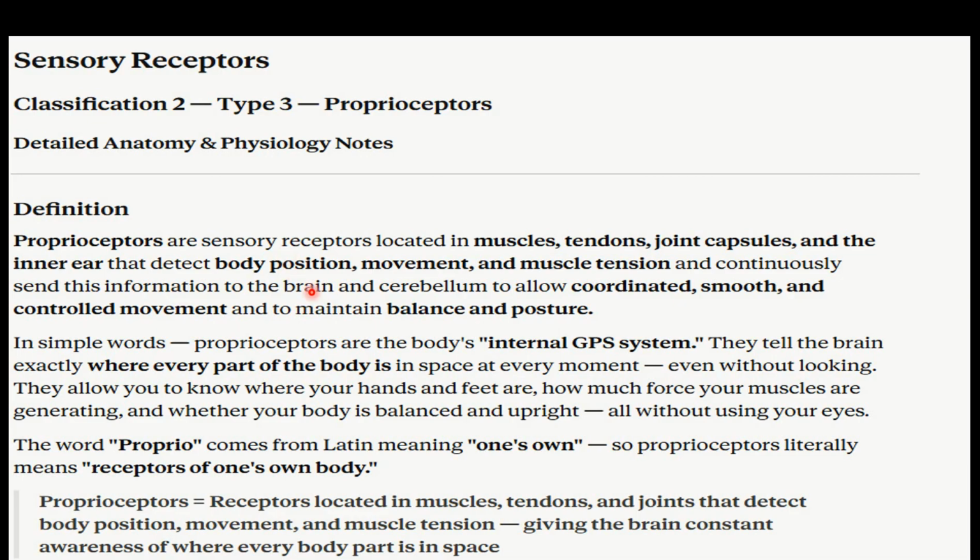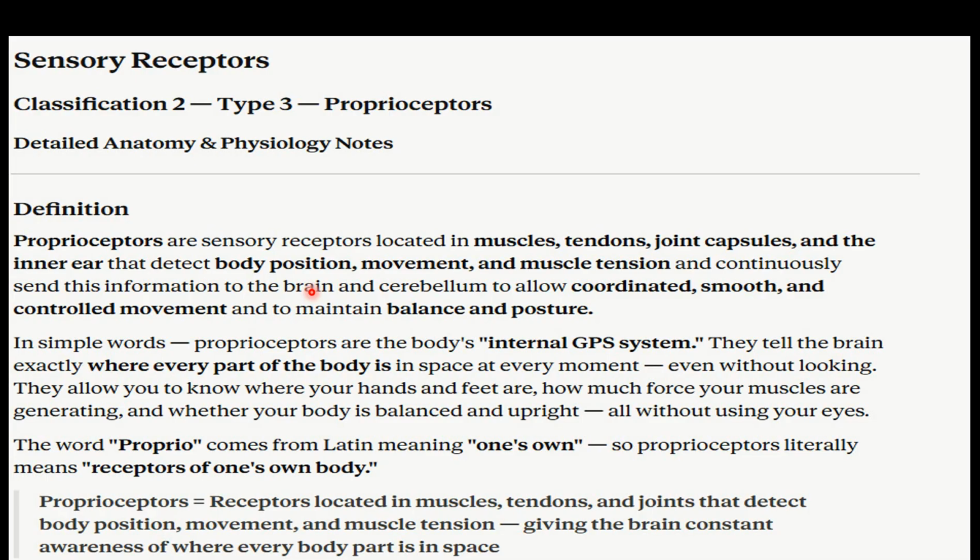So I think definition wise we are clear that it's a sensory receptor located in muscles, tendons, joint capsules and the inner ear, from where it detects body position, movement and muscle tension, and then continuously sends the information to the brain.